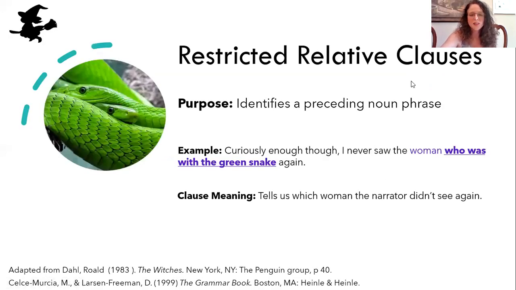The first type is the restricted relative clause, and it identifies a preceding noun phrase. So let's look at an example. Curiously enough, though, I never saw the woman who was with the green snake again. The meaning is it identifies the woman the narrator didn't see again. Basically, it's a group of one. It identifies it's that woman, okay? I will talk more about this in a minute.